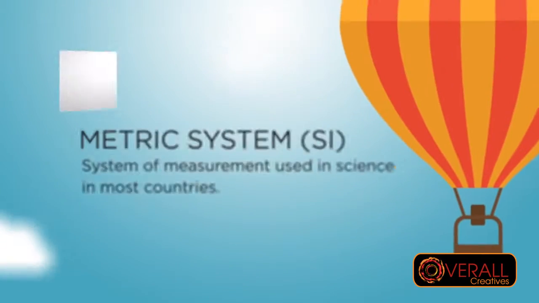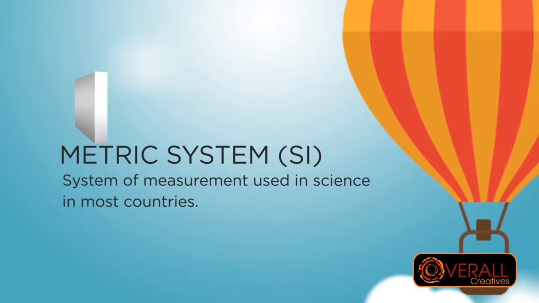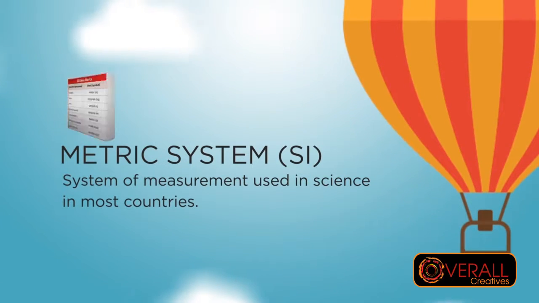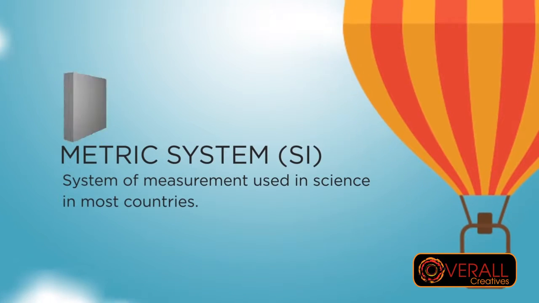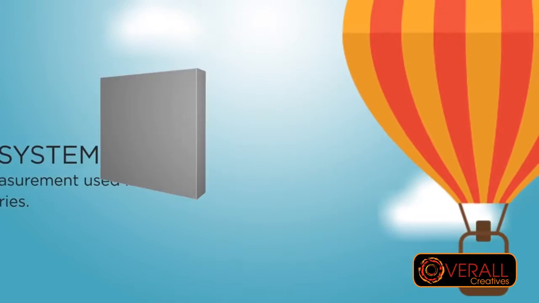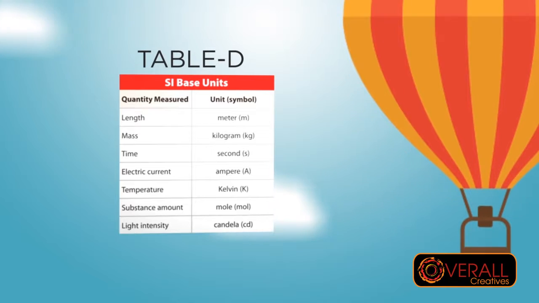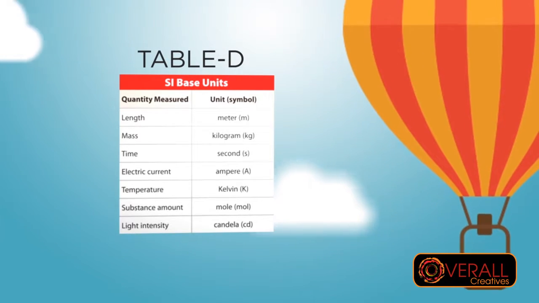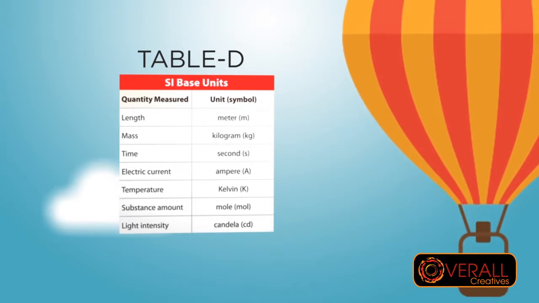So when we use a quantitative measurement, we're going to use the metric system. This is a system of measurement used in science and in most countries. The base units of measurement are found on your reference table, Table D, which looks like this. It gives you the symbol, the name, and then the quantity that it's measuring. So for example, a little m stands for meter, which measures length.